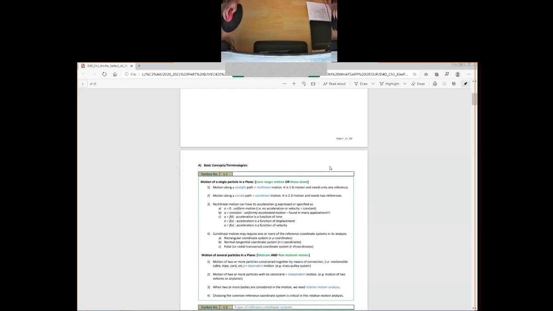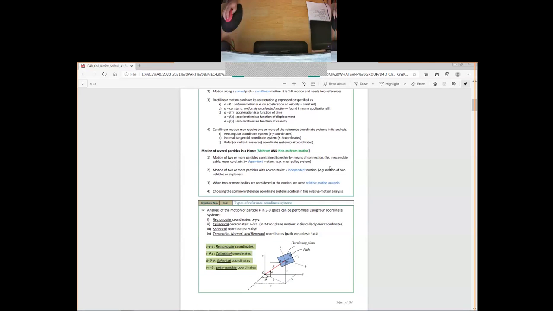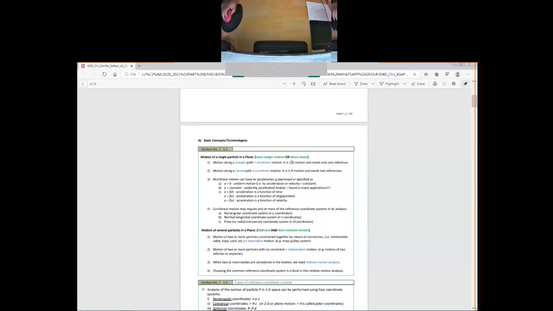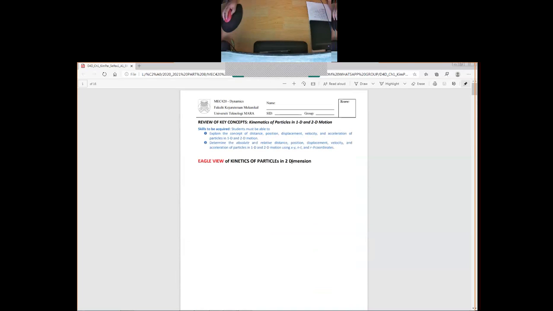Okay, let us have a look. This one, I think these are all the basics. Rectangular. So analysis of motion of particle. Some of this tutorial you can go through at your own time. Let me have a scroll for the slide.